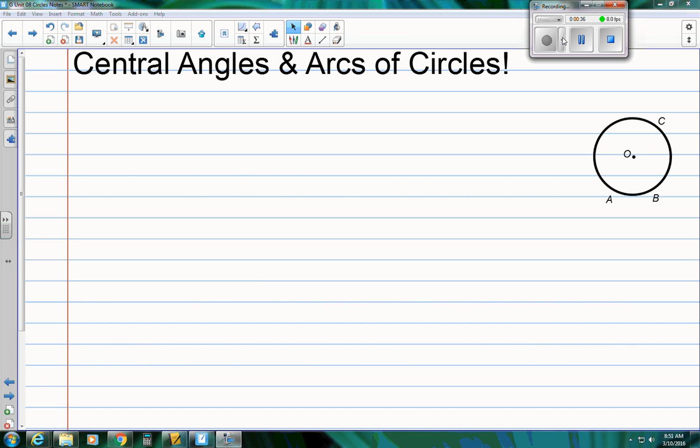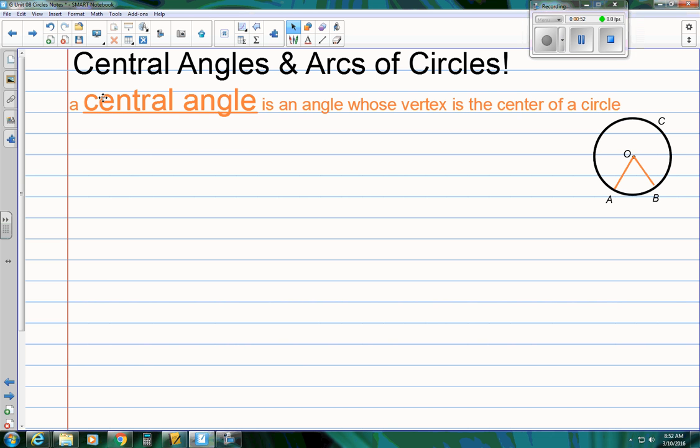All right, so we've been talking about how to graph a circle, the equation of a circle, and tonight we change gears and we are going to start talking about the angles and the pieces of circles known as arcs. So first of all, we have a central angle. And a central angle is exactly what it sounds like. It's an angle whose vertex is on the center of a circle, like we have here.